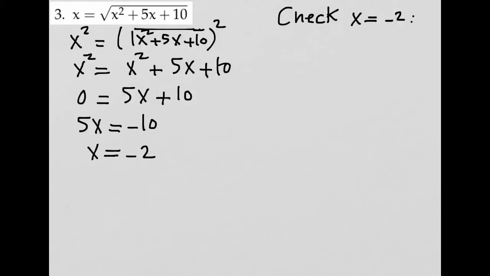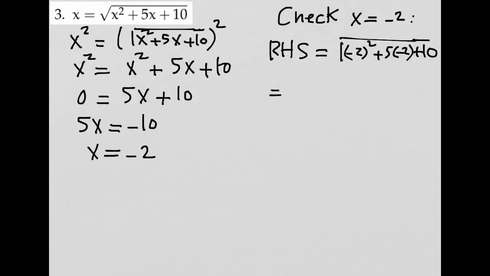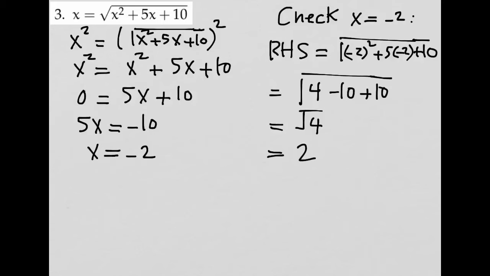Let's plug in x equals minus 2 in the right-hand side of the equation. When we do that, we get the square root of minus 2 squared plus 5 times minus 2 plus 10. That's equal to the square root of 4 minus 10 plus 10. That's the square root of 4, which equals 2.